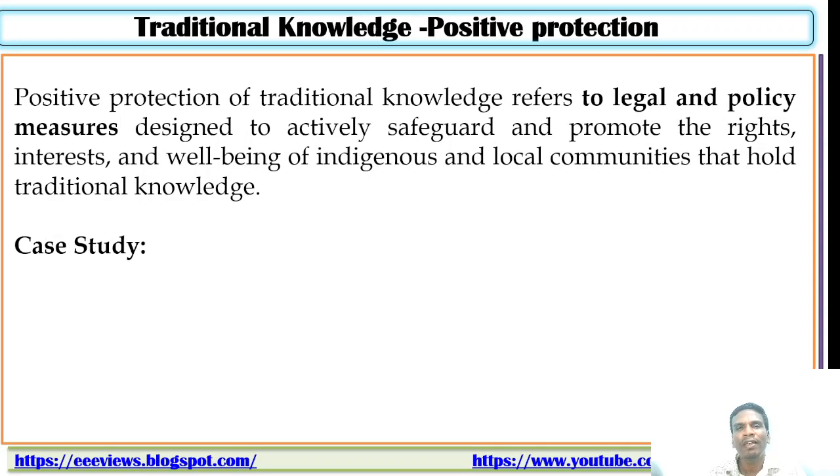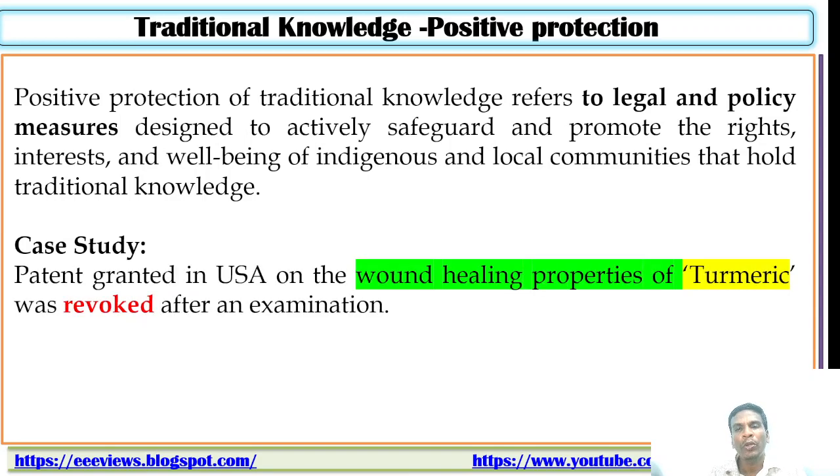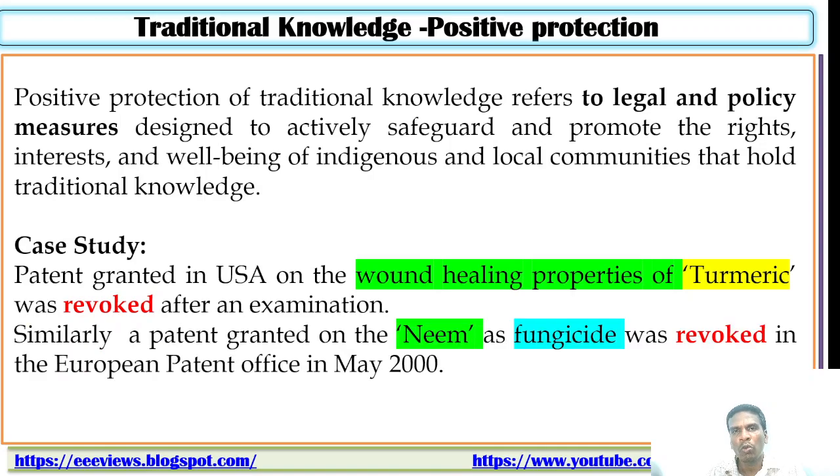In India, for everything they are using turmeric. If you go into a kitchen, you will have turmeric powder. If anyone is wounded, they will immediately apply turmeric powder. But the USA got a patent for the wound healing property of turmeric. Then India filed a case and the patent was revoked. Similarly, neem as a fungicide: Europe patented neem, then India filed a case and it was revoked. So these are the emerging issues happening there.